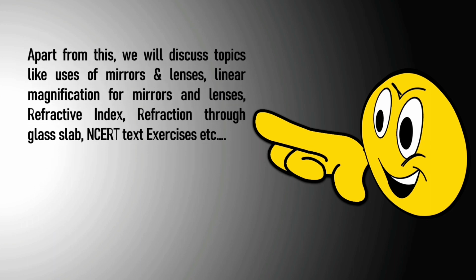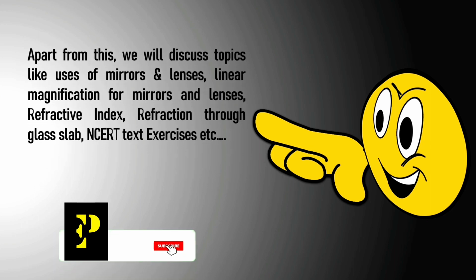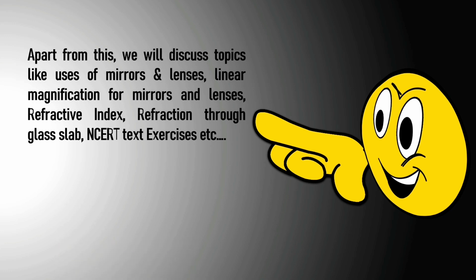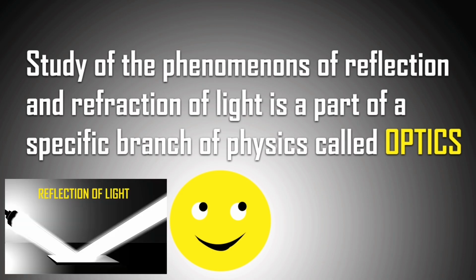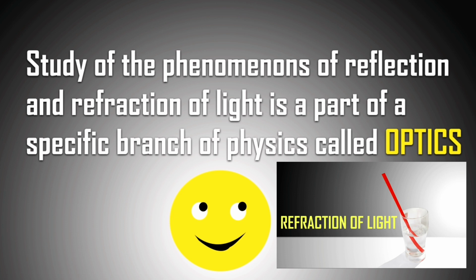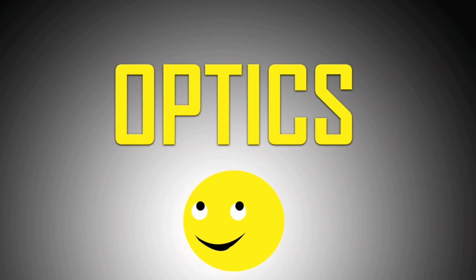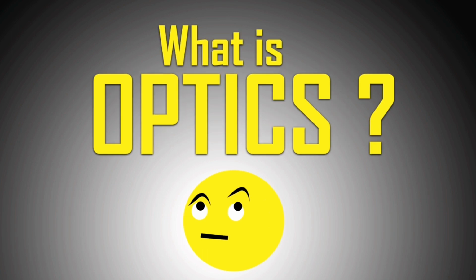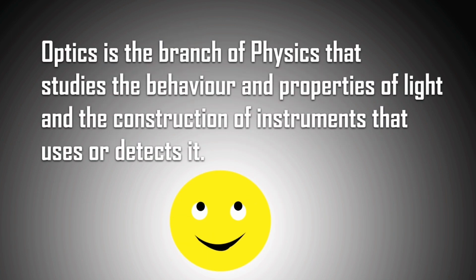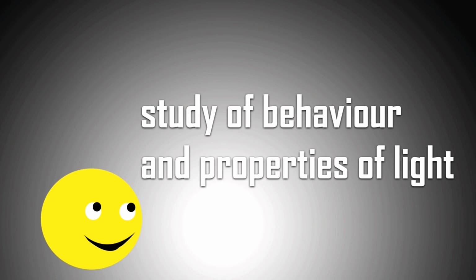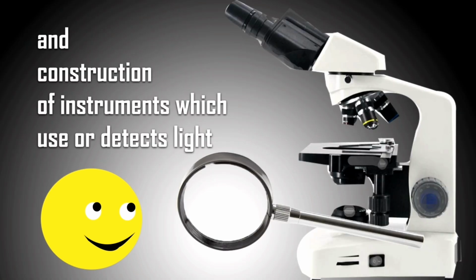Apart from this, there are certain other topics connected with the ones that we have already mentioned. We'll discuss them one by one later. Study of the phenomena of reflection and refraction of light is a part of a specific branch of physics called optics. What is optics? Optics is the branch of physics that studies the behavior and properties of light and the construction of instruments that use or detect it.